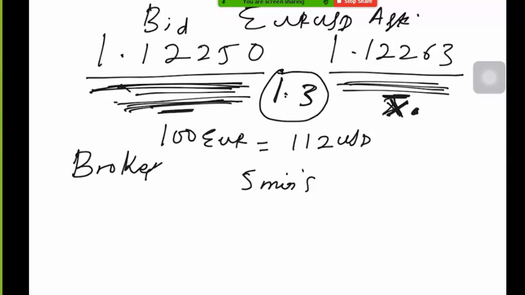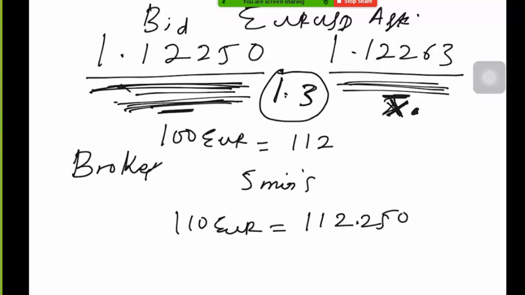So instead of you selling at 1.12263, the broker is going to buy it from you at the bid price, which is 1.12250. You will sell your 100 euros to the broker for 112.250. Meanwhile, you paid 112.263 to buy the 100 euros. So you see, same price, but the levels, the prices at which you exchange are different, so that the broker would always make money on every single trade you make.